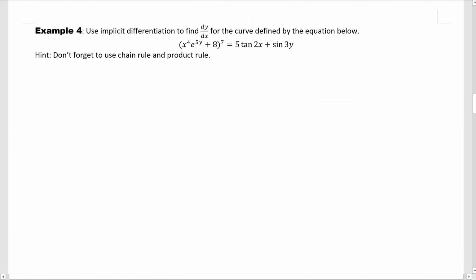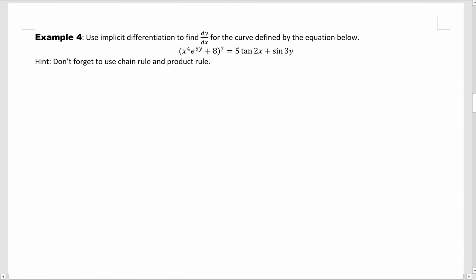For this problem, we want to use implicit differentiation to find the derivative for the curve defined by the equation below. This problem is more closely like the exam problems. I would say the same level of difficulty. So everybody, open your eyes and pay more attention to this problem.